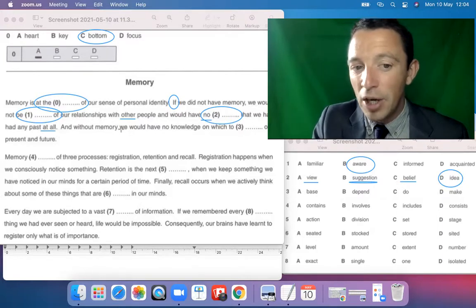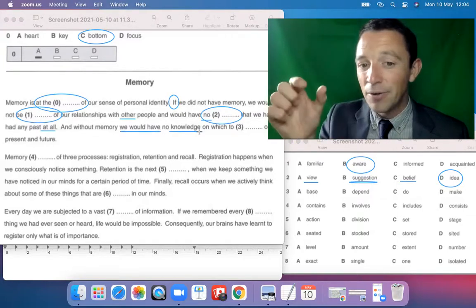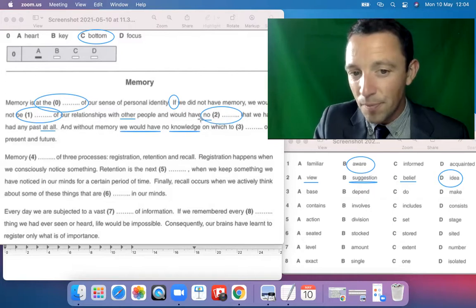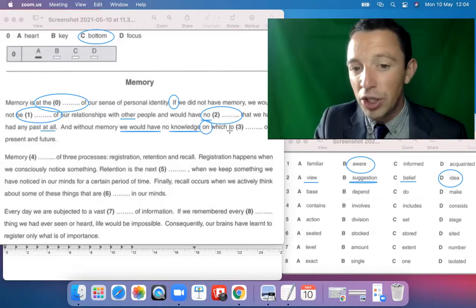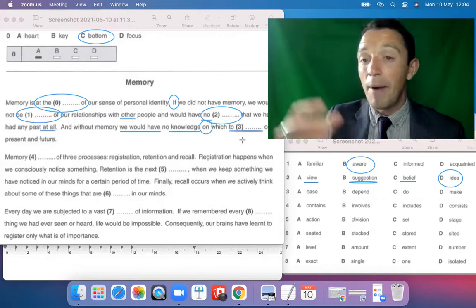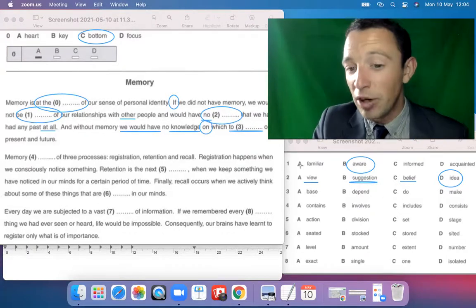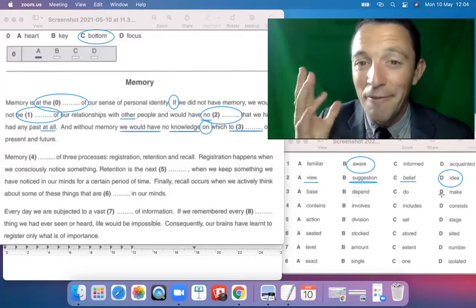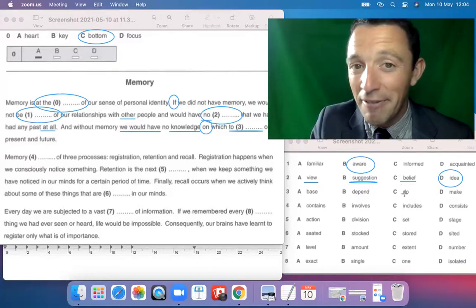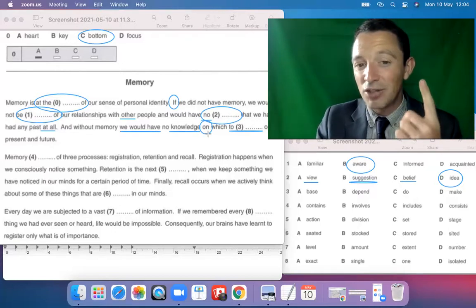And without memory, we would have no knowledge. Okay. Again, no is the negative for the noun, no knowledge on which. So for me, the key here is the preposition on which, to something. So remember, to, it's typically the verb: to eat, to go, to drink. So if we look at the options, to base, to depend, to do, to make, four verbs. Again, do and make are very, very similar. But in this situation, it's the preposition on that's really, really the key.